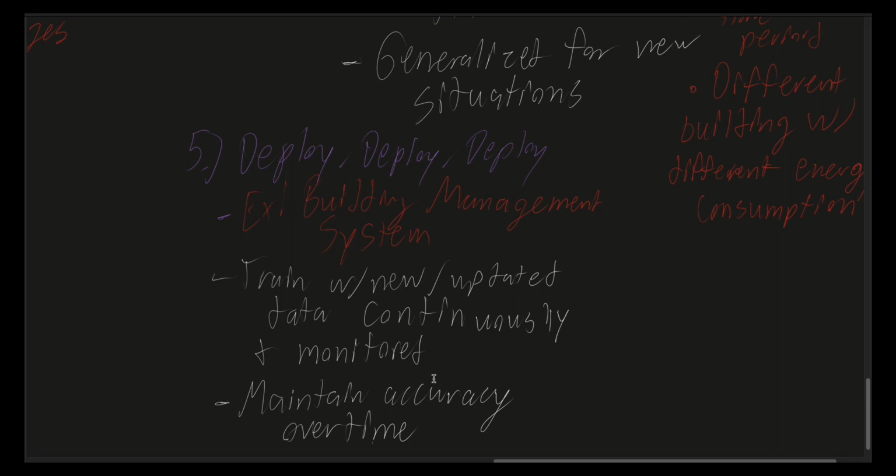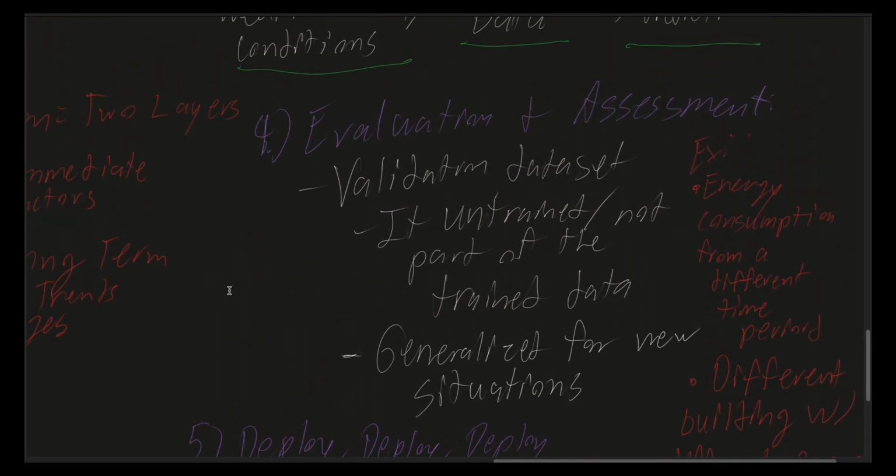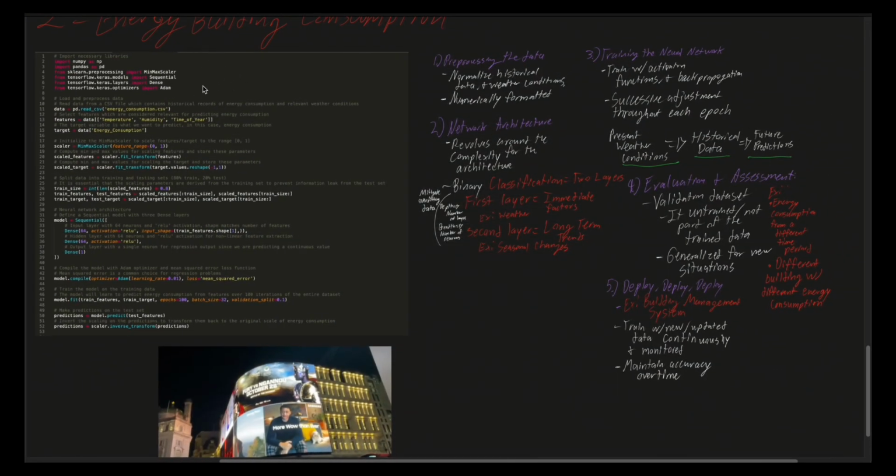Let's just go over our following script. After we import the necessary libraries, we begin pre-processing the data in the following format. We have our CSV file, and then we select features which are considered relevant for predicting energy consumption: temperature, humidity, and time of the year. Then we have the target variable, which is what we want to predict, in this case energy consumption. Then we initialize the min-max scaler to scale features and targets on the range between 0 and 1, since we're doing a binary classification.